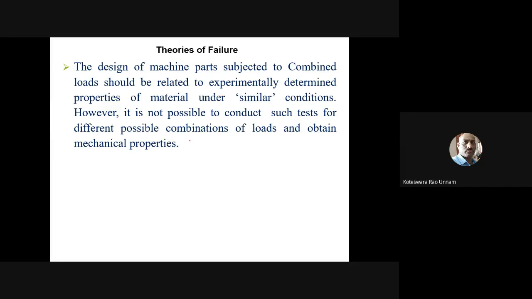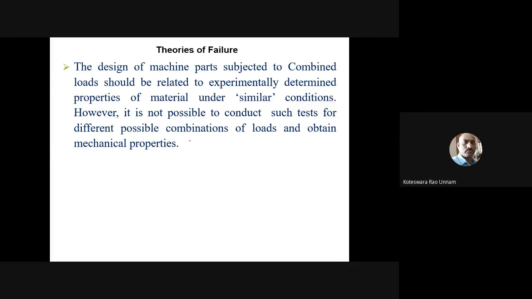The only possible way of testing is generally that people will do either a tension test or a stress test only. In most cases, they will get the material properties from the tensile test, or simple tension test, where we get the yield strength and ultimate strength. Maybe if you want, you can get percentage elongation or percentage reduction in area. These properties we get from the simple tension test.